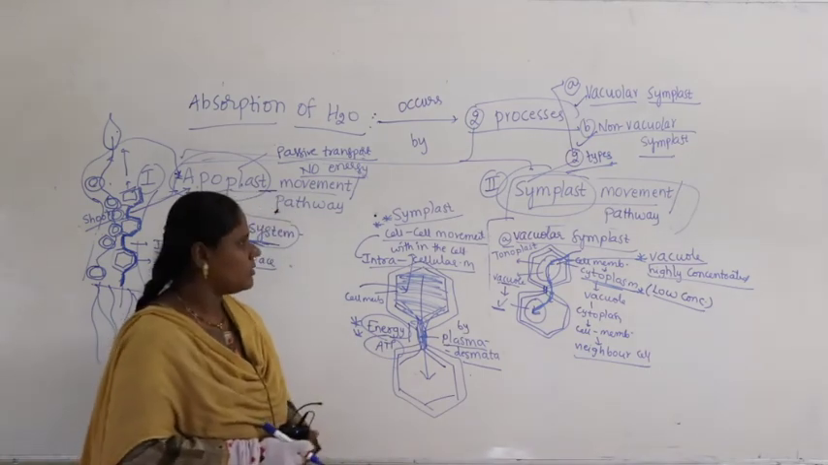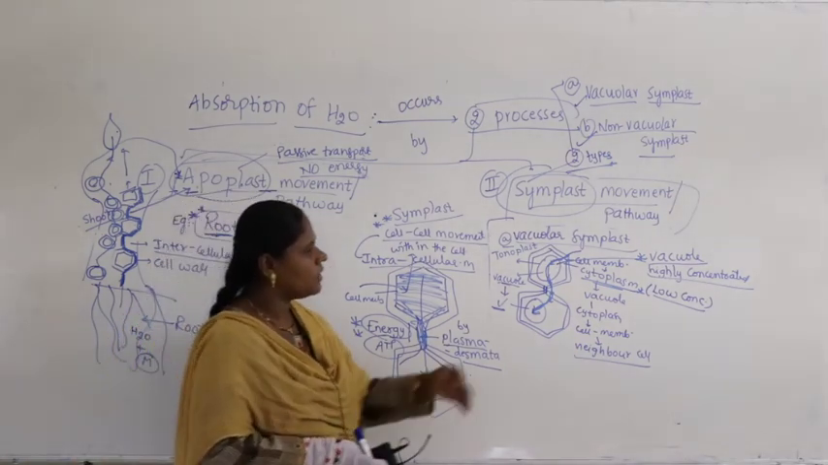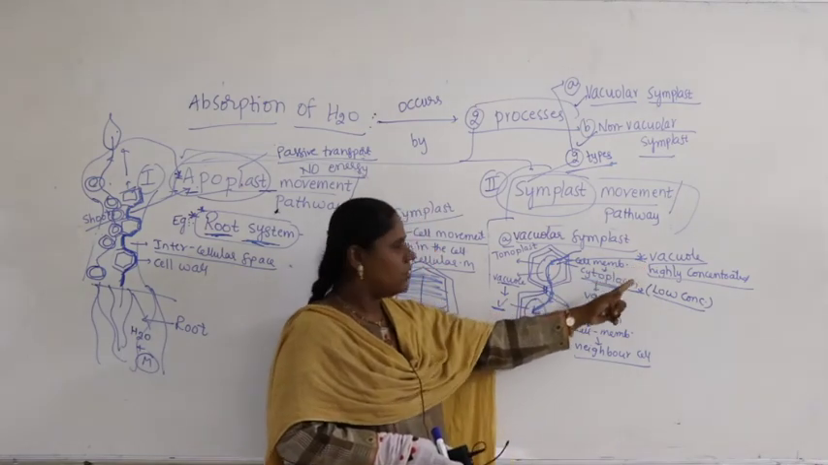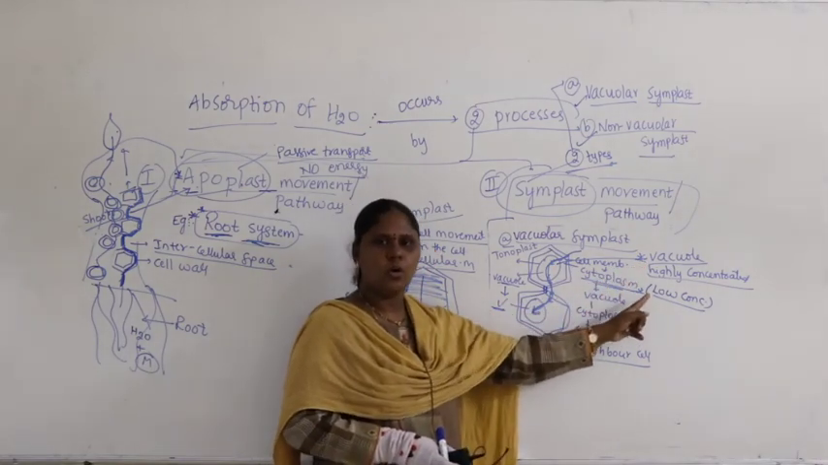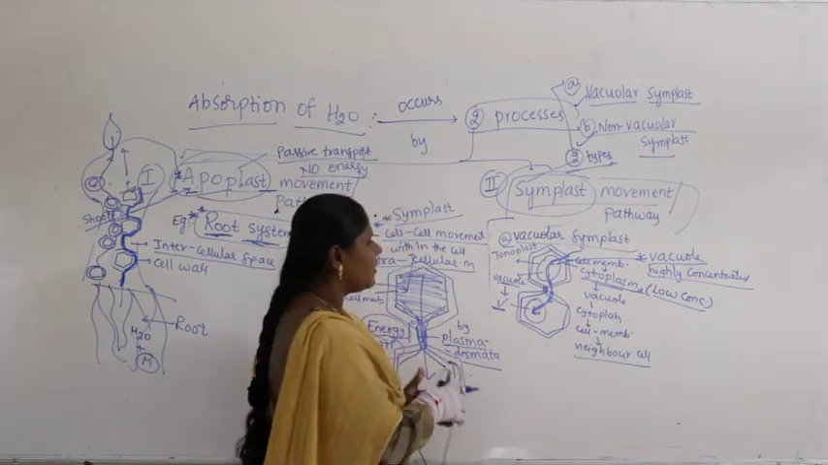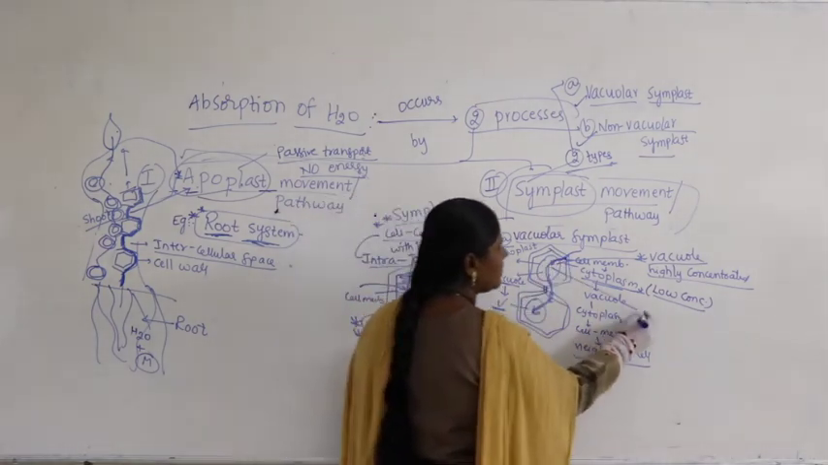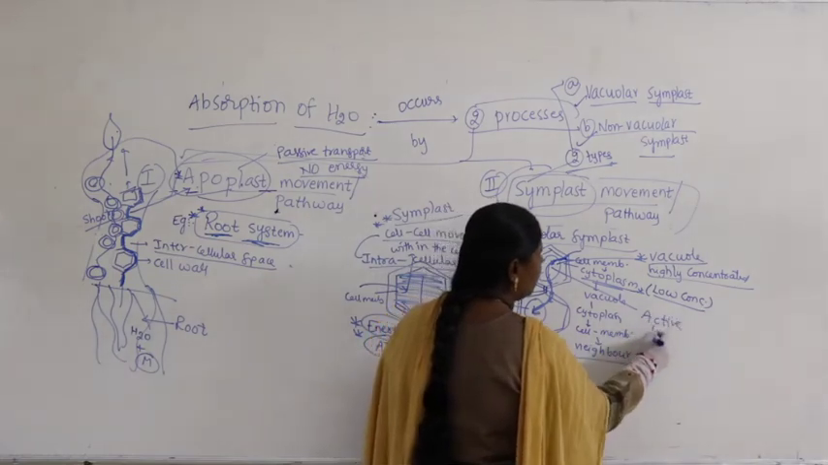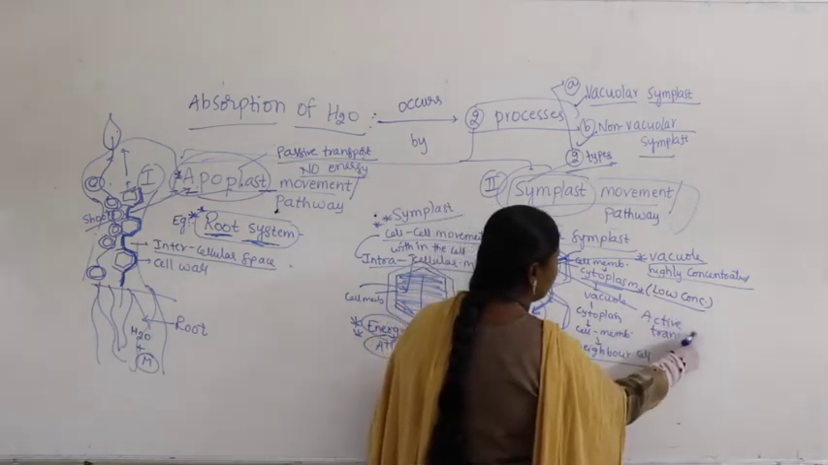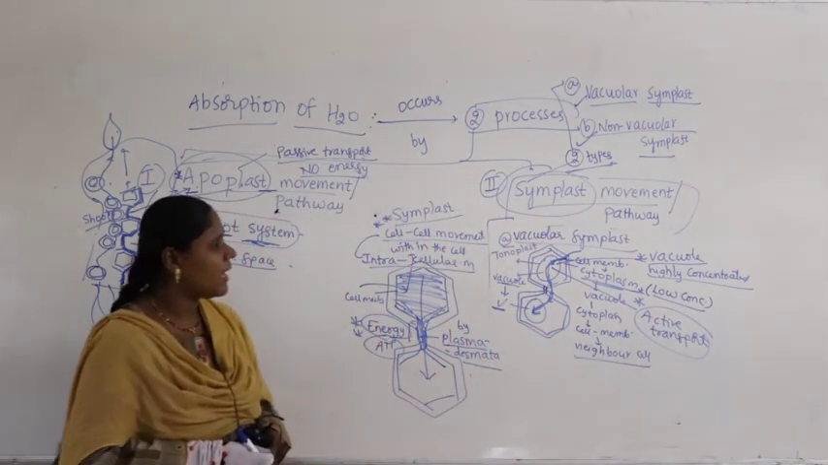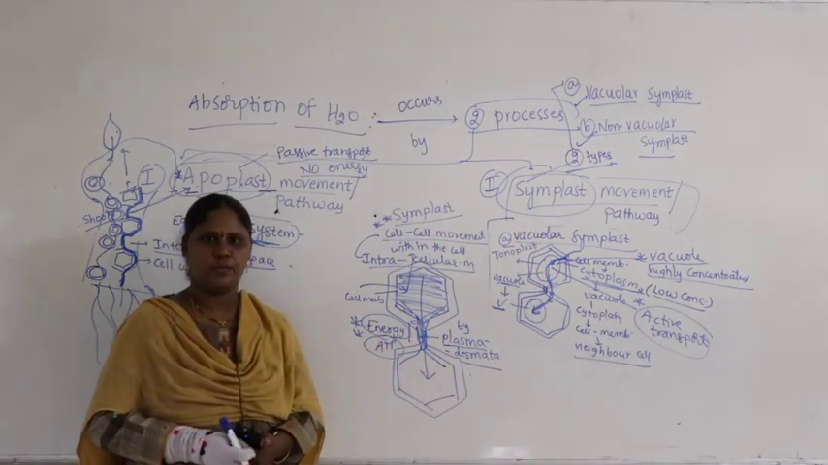Okay, are you getting me? What you studied in cytology: vacuole is highly concentrated, and cytoplasm contains low concentration. Where to where is the movement happening? From low to high. What occurs here is called active transport. That's why symplast is an active transport.